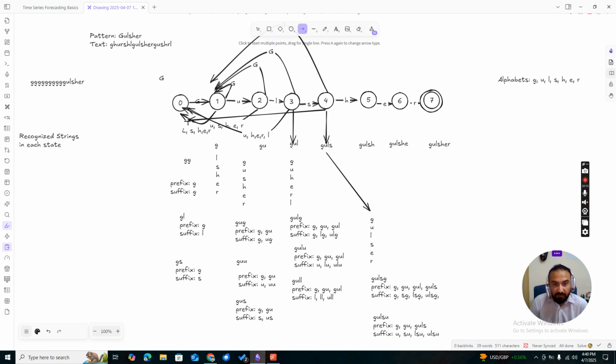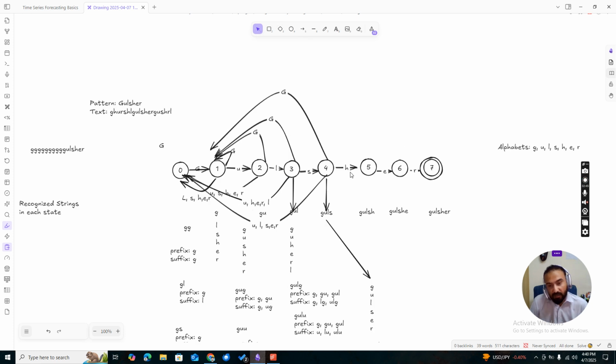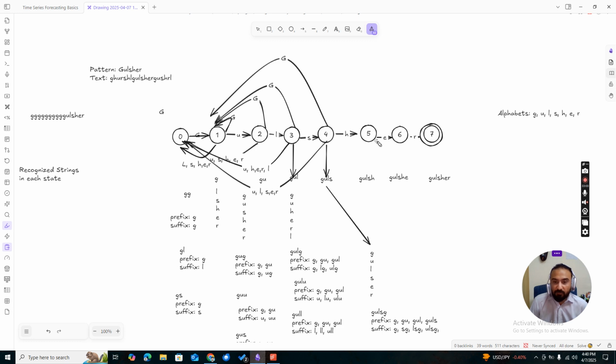So now draw this arrow for the roll back to this, for U, L, S, E, and R. We are rolling back from the fourth state to the initial state on these alphabets. But now let's assume the correct alphabet has occurred. The correct alphabet is H. It has occurred, and now we will transit from the fourth state to the fifth state. Now we are in the fifth state, and the string recognized in the fifth state is GULSH.